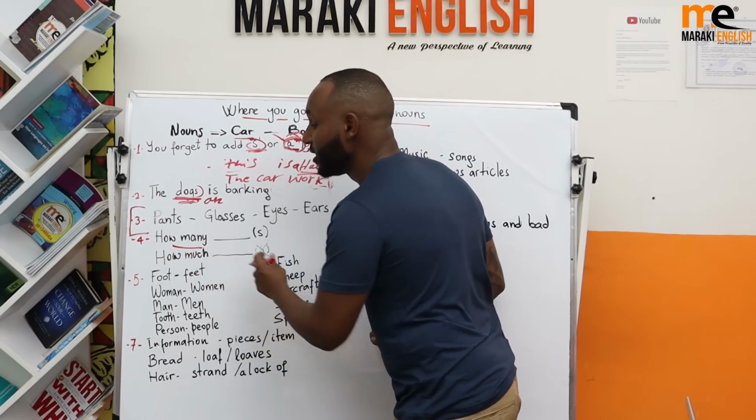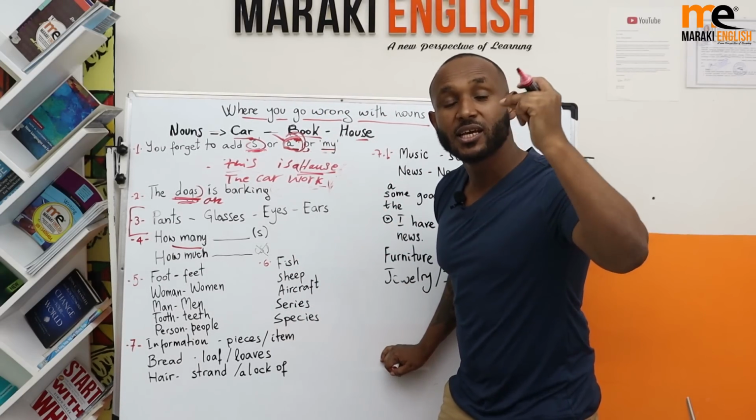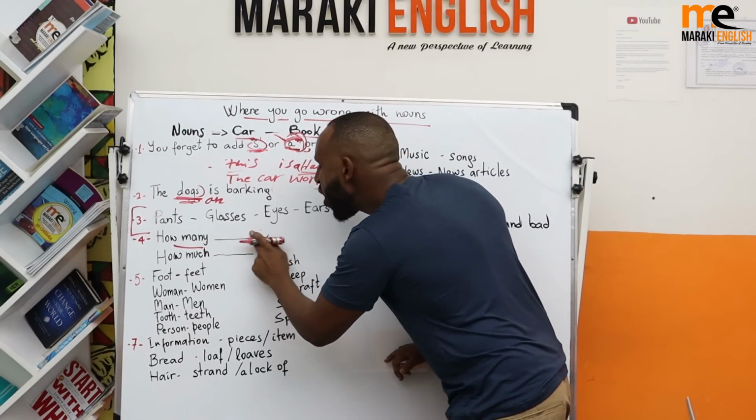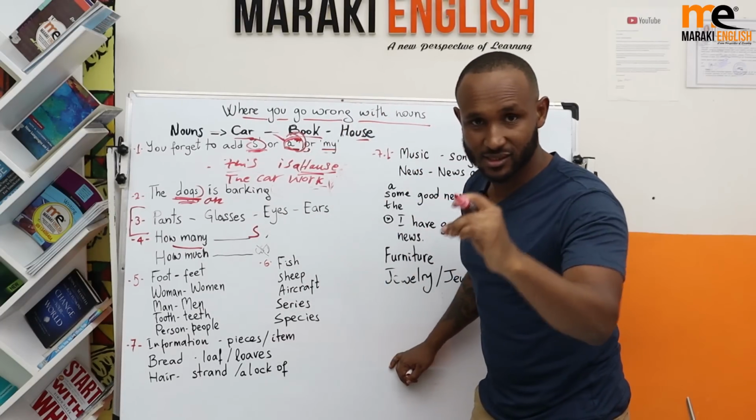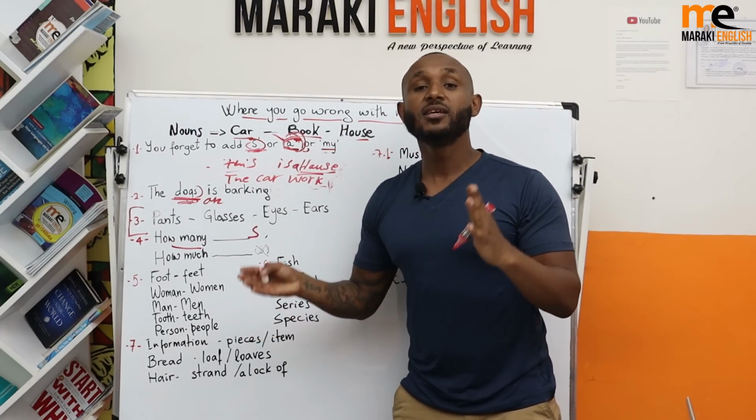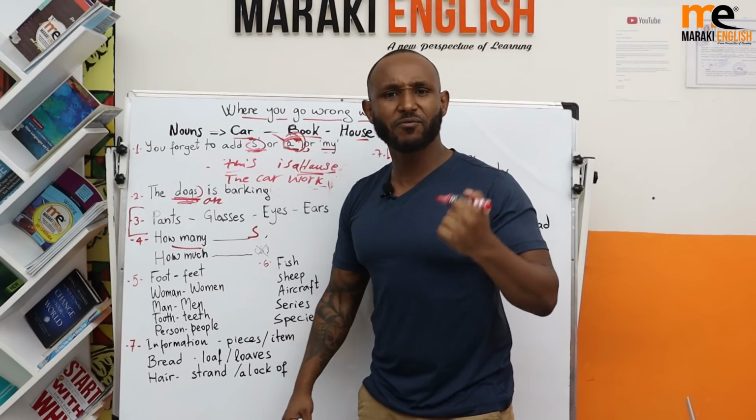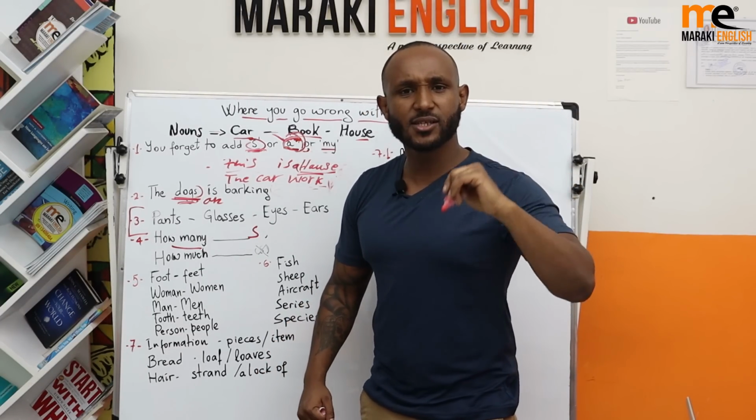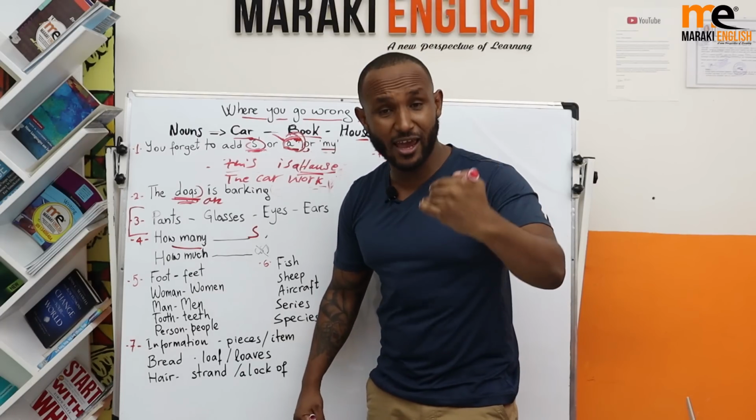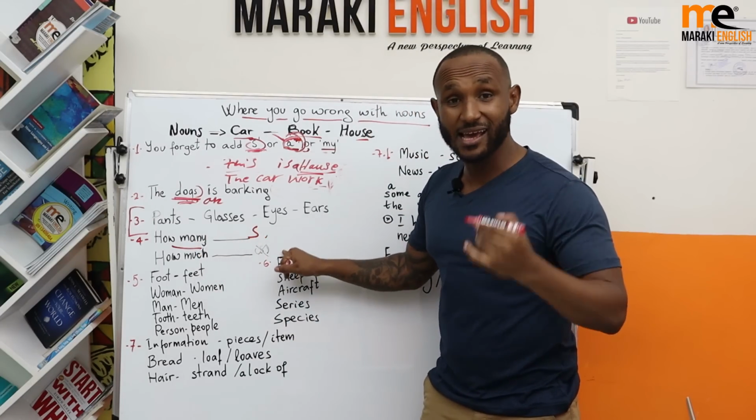Always, if you say how many, you're talking about countable things. In a question form, we always add s. Always. How many sisters do you have? Okay? How many times do I have to tell you that you have to practice your English if you really want to speak the language? How many? Always s. Okay?